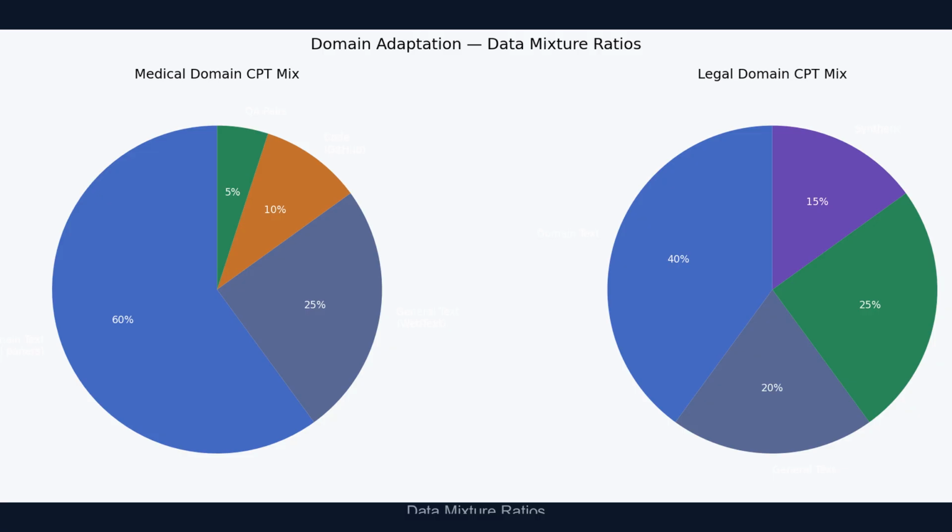The key insight from both distributions is that neither is 100% domain text. General data is always present, always serving as the anchor that prevents forgetting. When you design your own mixing strategy, start with these as reference points and adjust based on your evaluation results.